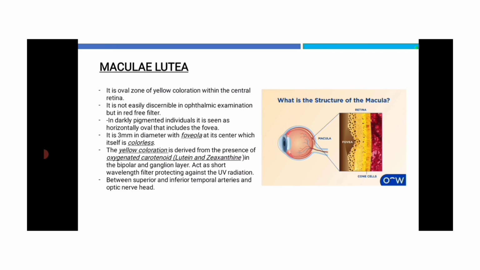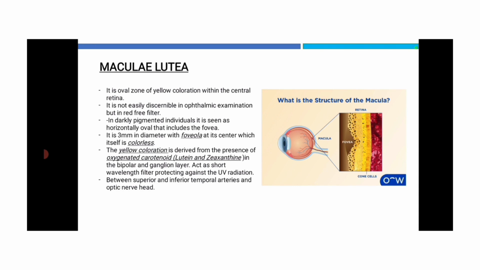Next, we move on to the first structure of the area centralis, that is macula lutea. As described in the slide, the macula lutea is an oval zone of yellow discoloration within the central retina. It measures about 5.5 mm. It cannot be easily distinguished in an ophthalmic examination of the living eye except in red-free filter. In dark pigmented individuals, it is visible as a horizontal oval zone with fovea at the center.